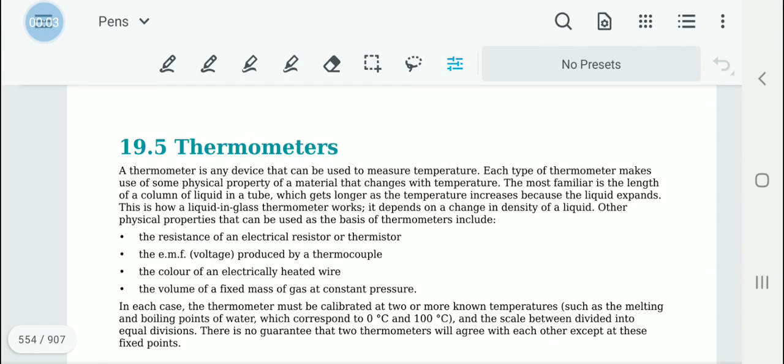Physics, chapter 19, theory video 8. We are going to discuss thermometers.